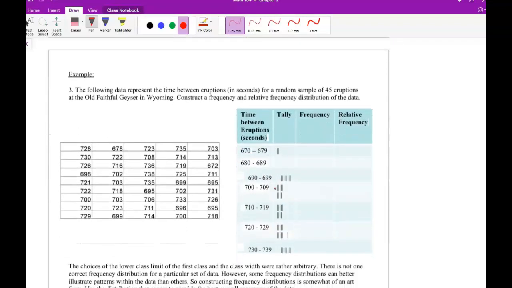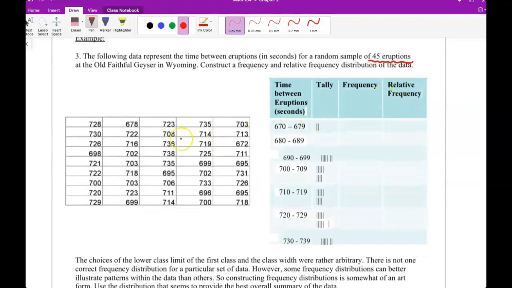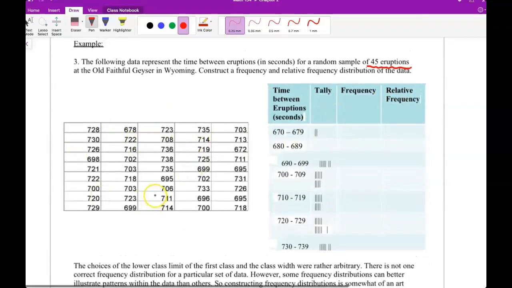Okay, next page. Example number 3. The following data represent the time between eruptions, in seconds, for a random sample of 45 eruptions. We should construct a frequency and relative frequency distribution of the data. So this is what we have here on this table. Here we have time between eruptions. These classes are based on the data that we have here.